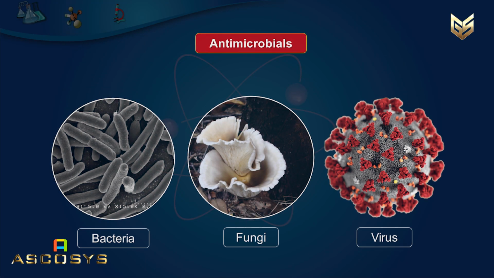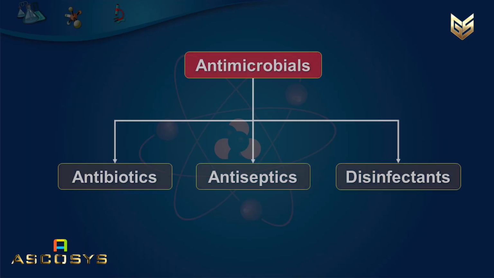So now let's move on to another class of drugs, that is antimicrobials. What are antimicrobials? We know that microorganisms like bacteria, fungi and viruses grow and this can lead to a major problem. So, there are drugs which reduce or inhibit the growth of these microorganisms. Antimicrobials can be classified into three categories. These three classes are antibiotics, antiseptics and disinfectants.